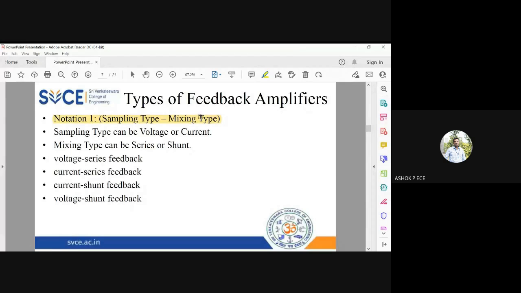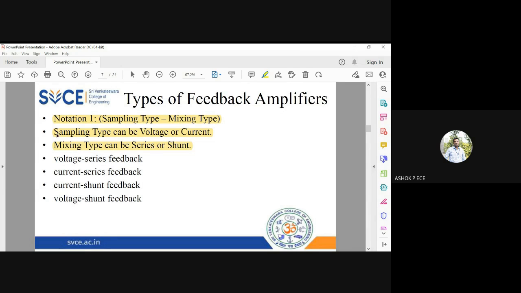So first I will write what is the sampling network type. Second, followed by that I'll write what is the mixing type. So sampling network can be voltage or current. I can sample voltage or current, and mixing can be series or shunt. So with that you can name 4 combinations.